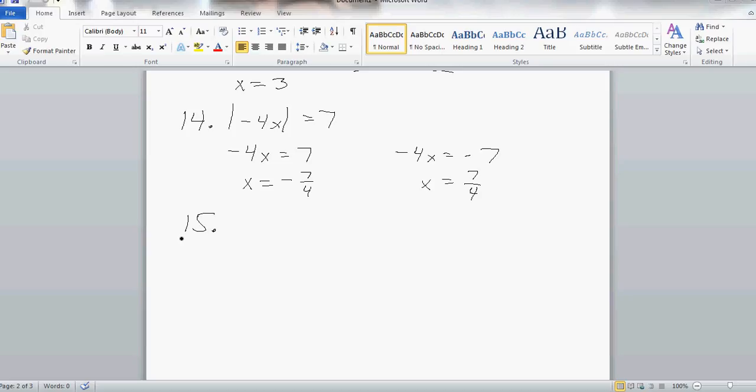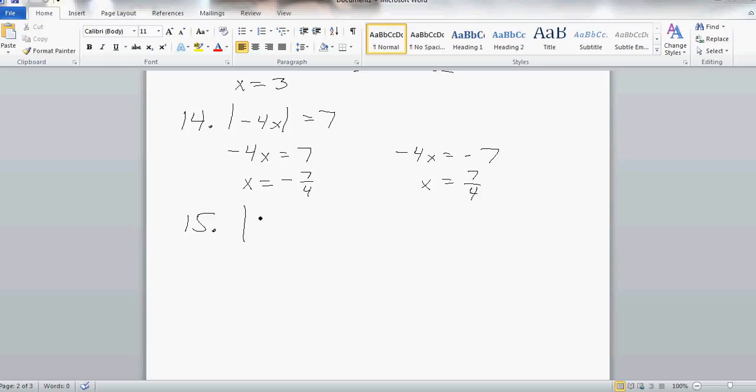And realize you do want to get into the habit of checking these, because oftentimes we get what are called extraneous solutions, which means solutions where we've done everything right with algebra, but it still comes up with the wrong answer. So you do need to always go back and check.